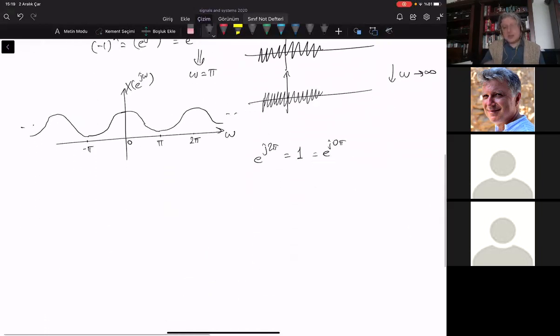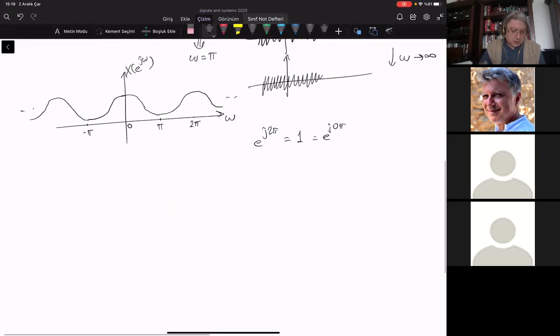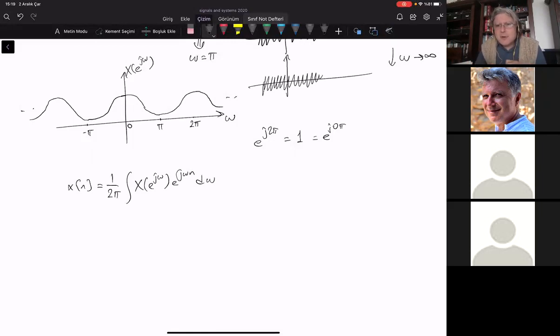And because of this periodicity, the inversion of the Fourier transform, which gives you the inverse Fourier transform, happens to be like this. There is a 1 over 2 pi. The left-hand side of the equation is x of n equal to 1 over 2 pi times an integral of x of e to the j omega, e to the j omega n d omega. As you see, it really looks like the inverse continuous time Fourier transform. You just replace n by t, and instead of x of e to the j omega, you say capital X of j omega. And this really becomes the inverse continuous time Fourier transform.